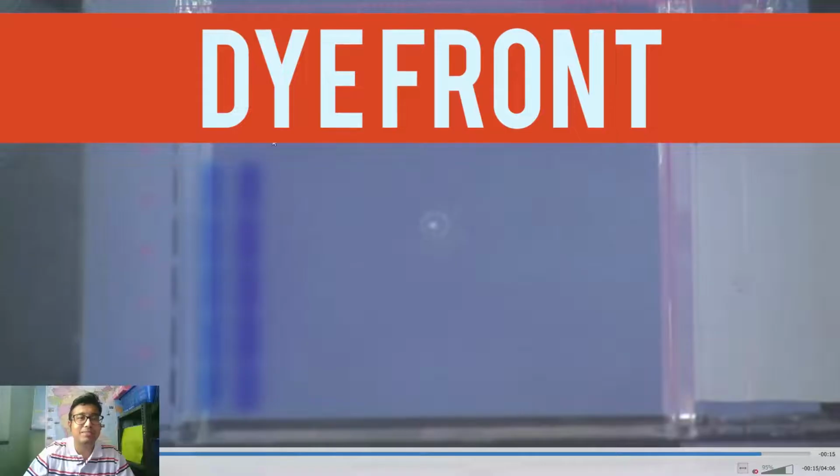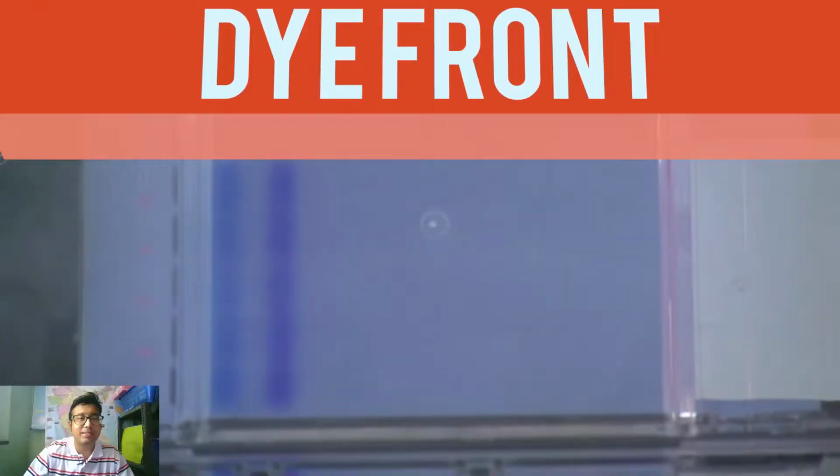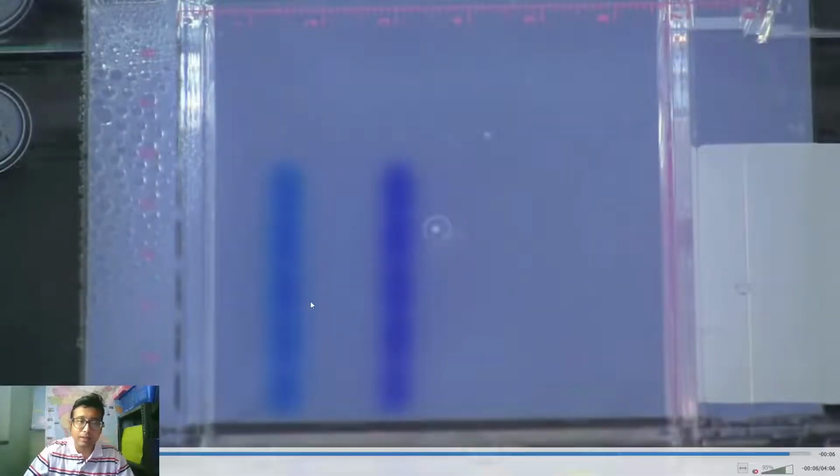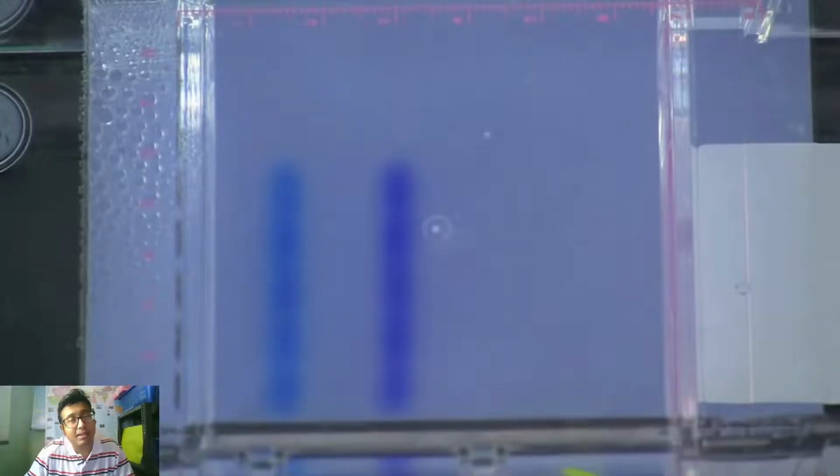Now we need to check at intervals of 10 or 15 minutes how far the gel has gone, how far the dye front is going. This is known as the dye front, F-R-O-N-T. This is the area where we have applied the DNA sample. So if the dye front goes towards this end, the desired area, the area in between will have the desired DNA samples. So this is how the gel is done.